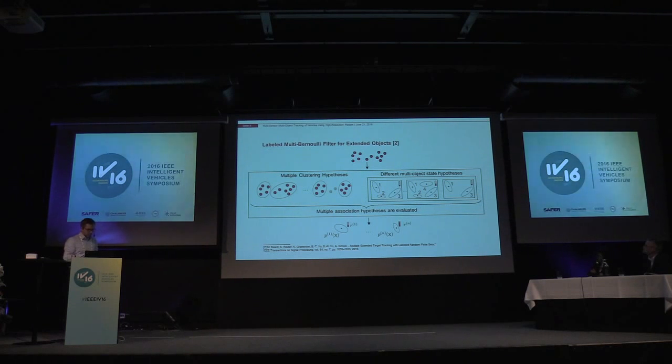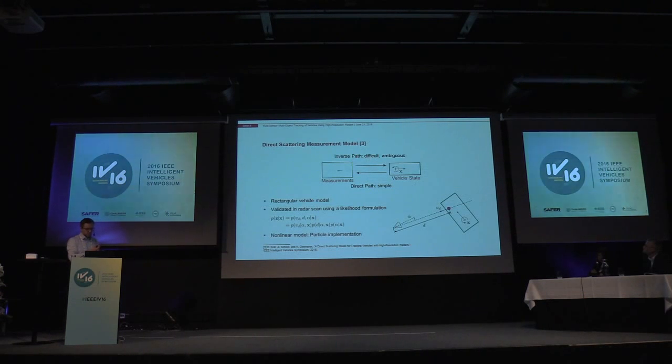So here we use a measurement model which we already presented yesterday for the single object case in an associated paper, which we refer to as the direct scattering model. Now, in the beginning, I told you that it's very difficult to infer the object state from given measurements, so the inverse path is ambiguous. But if we have a given object state, it's very easy to validate if the measurements that we receive match this object state.